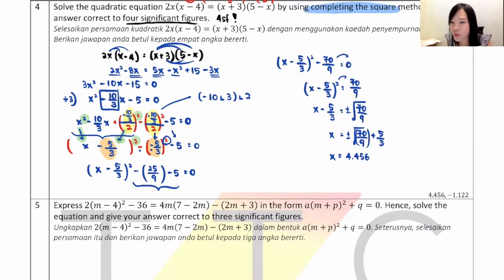4.456. You know why not 455? Because it is 4.4555. The 5 is big enough to round up the 5, so it will become 6. And remember, 4 significant figures start from the first digit. I want to see 4 numbers.